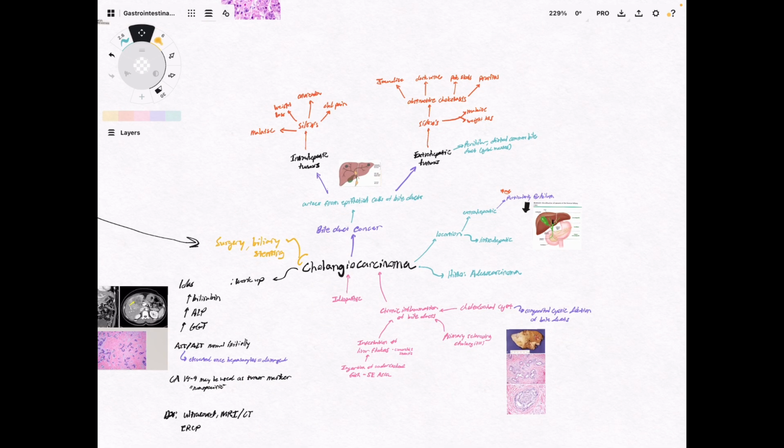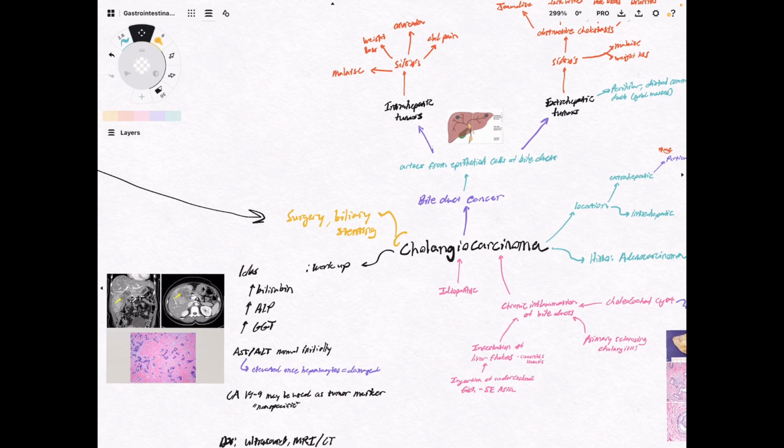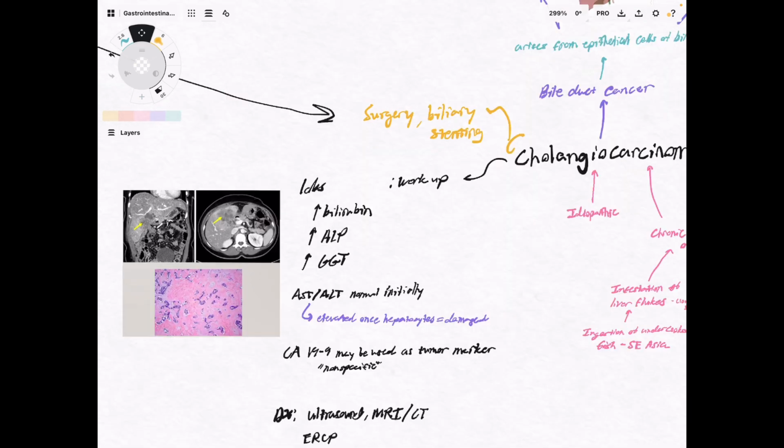So actually, to treat this, you just want to do surgery to get this tumor out, and then biliary stenting. So you're going to want to stent that biliary duct wherever it is, open it back up, allow that bile to flow. So the labs I want to look at are increased bilirubin, obviously, and then ALP, GGT. So ALP, which you can also see in bones, but ALP and GGT, so gamma-glutamyl transferase, and alkaline phosphatase, they are increased during biliary injury.